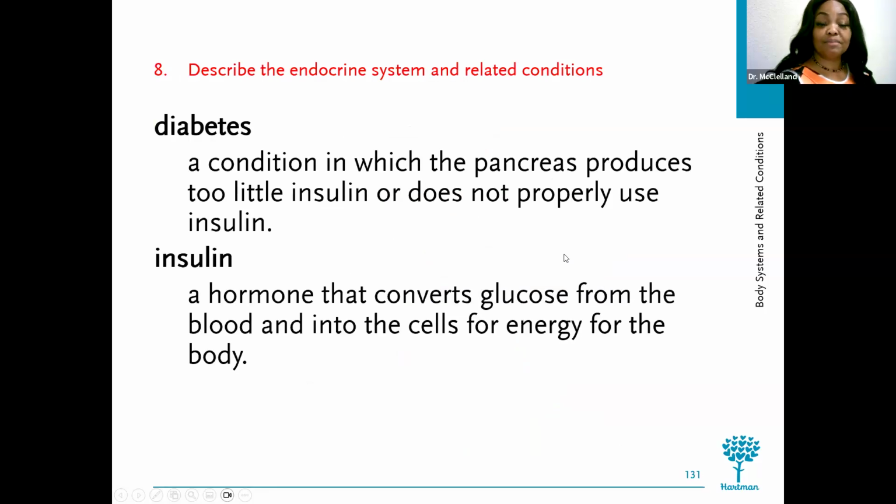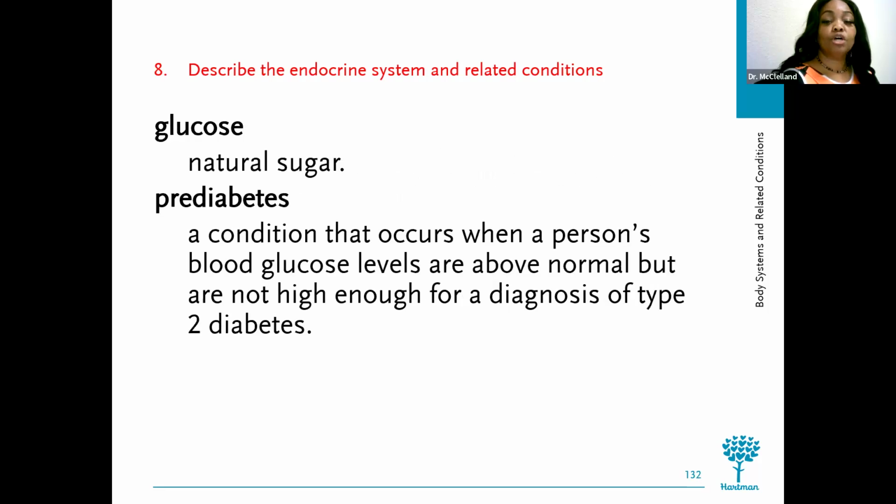A person may develop diabetes, not necessarily because they're aging, because all elderly people do not develop diabetes, okay? Diabetes is a condition in which the pancreas produces too little insulin or does not properly use the insulin. Insulin is a hormone that converts glucose, another word for glucose is sugar, from the blood and into the cells for energy for the body, okay? You need to know those two. Glucose is just natural sugar.